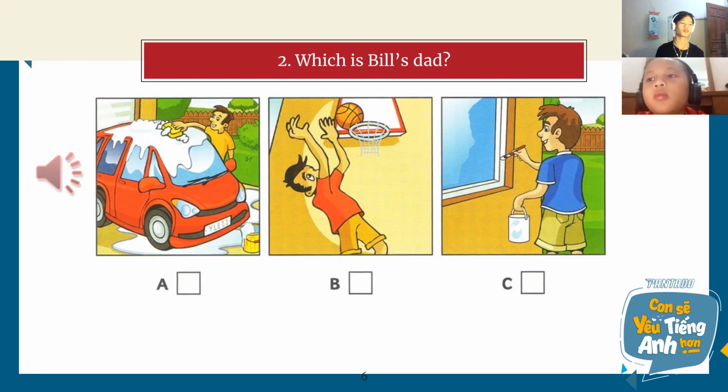One. What is Anna taking to school? Three. Two. Which is Bill's dad? Where's your dad today, Bill? Is he playing basketball? No, he's in the garden. Is he cleaning the car? No, he's painting the window. Look, there he is. All right, now, which is Bill's dad? What? Which is Bill's dad? A, B, or C?